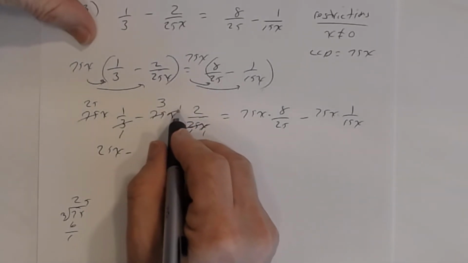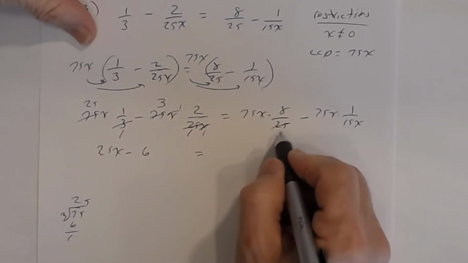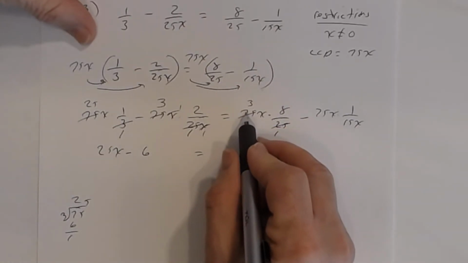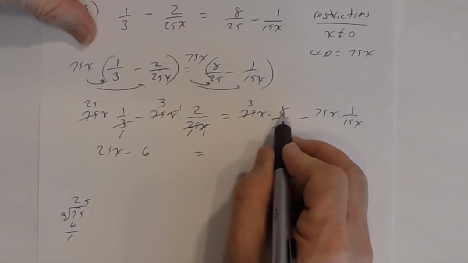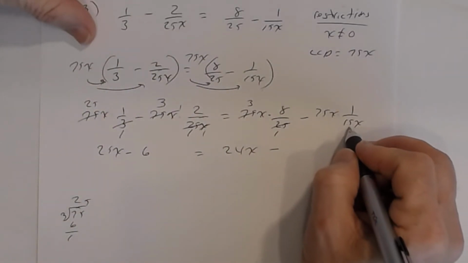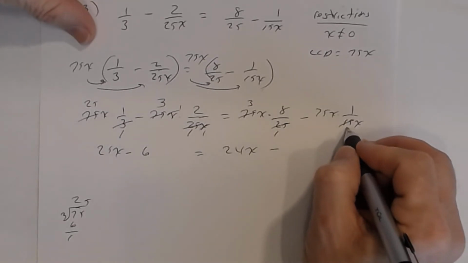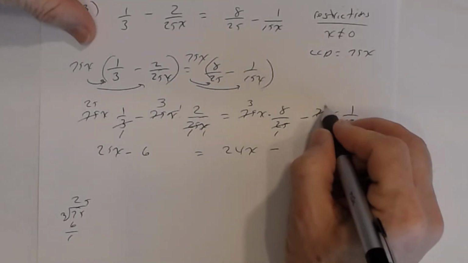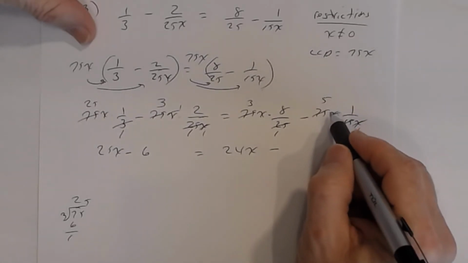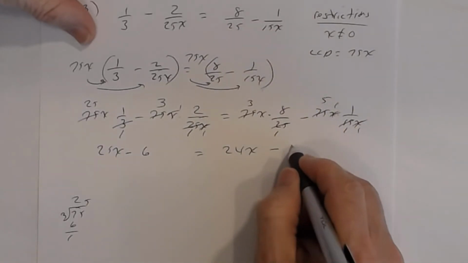So now I get 3 times 1 times 2 is 6. Equal. 25 into 25 is 1, 25 into 75 is 3. This becomes 3 times x times 8, which is 24x. Minus, and then 15 into 15 is 1, 15 into 75 is 5. Okay? And the x's divide out, and so this becomes 5 times 1, which is 5.